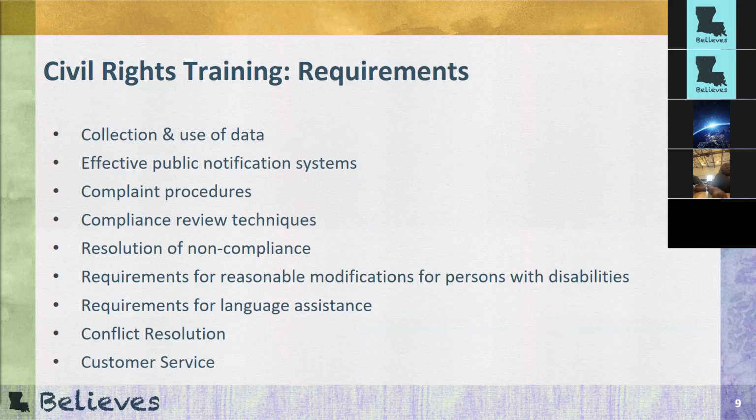There are certain requirements that are required in civil rights training. Those are: 1, collection and use of data; 2, effective public notification systems; 3, compliant procedures; 4, compliance review techniques; 5, resolution of noncompliance; 6, requirements for accommodation of persons with disabilities; requirements for language assistance, conflict resolution, and customer service.